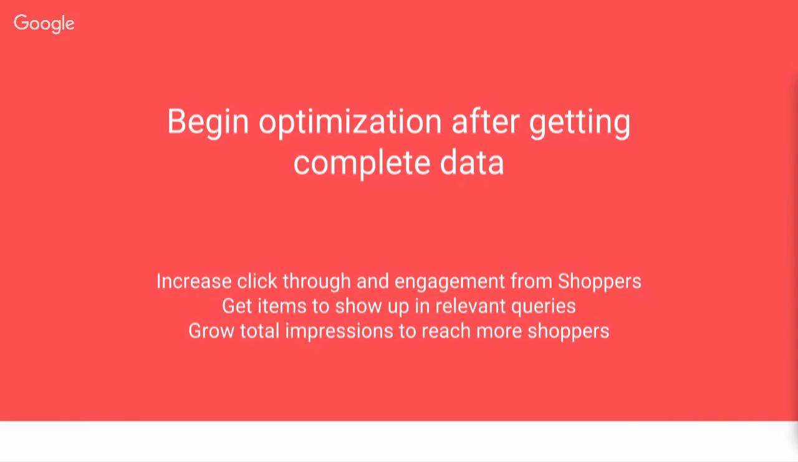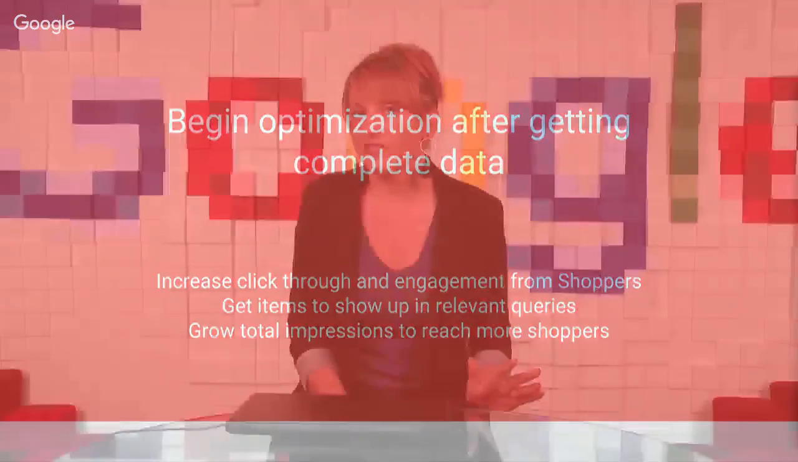So we want them to show up in as many relevant queries as possible, and we want to grow our total impressions to reach more shoppers. So we're going to show up a lot more often if we have more of these different attributes in there. And then we're also going to get a lot more conversions if we're optimizing and making sure that they're showing up for the right people, okay?